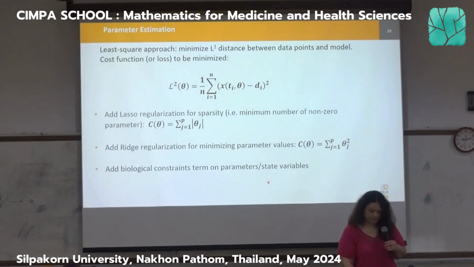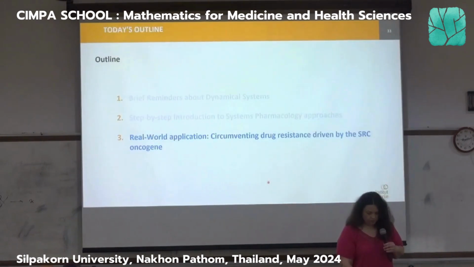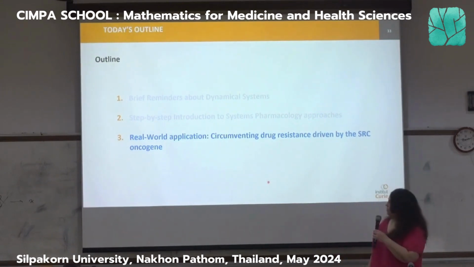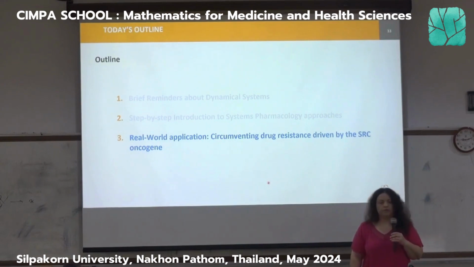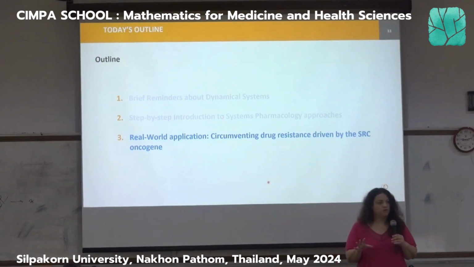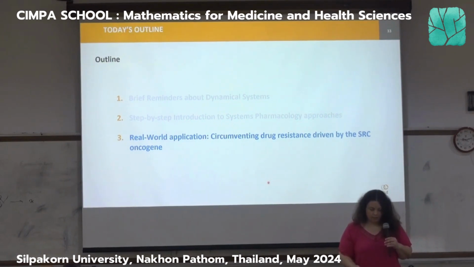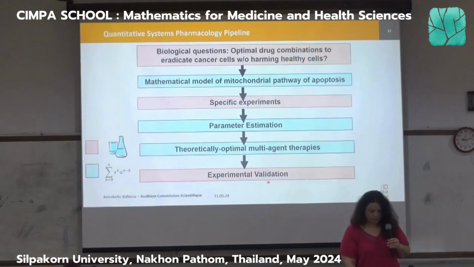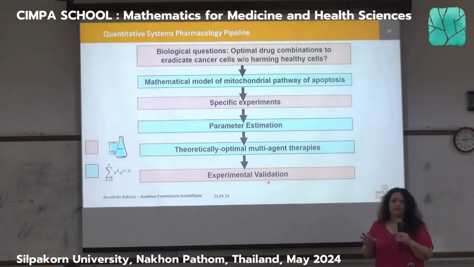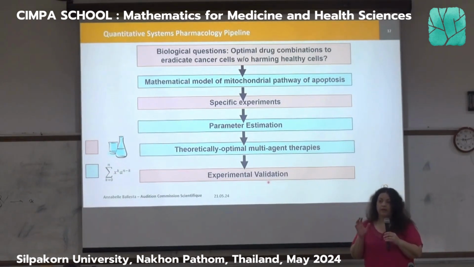So this being said, now let's continue what we started yesterday. I will go to the real-world application. Remember that we were talking about the SRC oncogene, which is a gene that is overexpressed in cancer cells. And what we want to do is to design a drug combination that will safely kill cancer cells. It means that they will kill cancer cells, but they will not kill healthy cells.